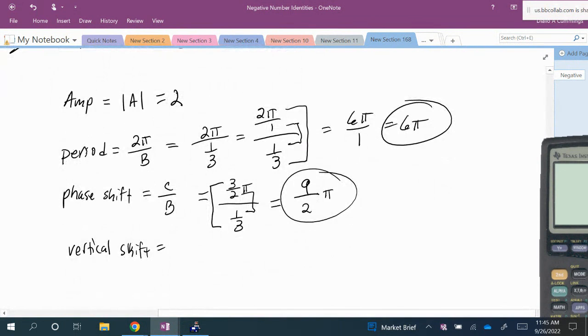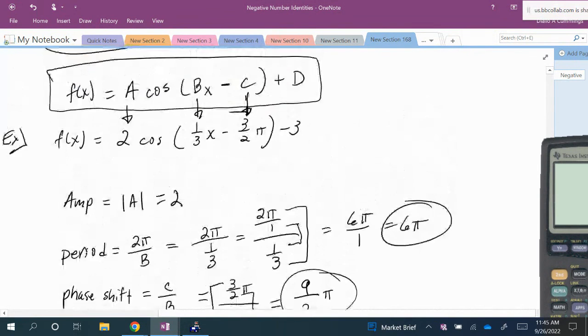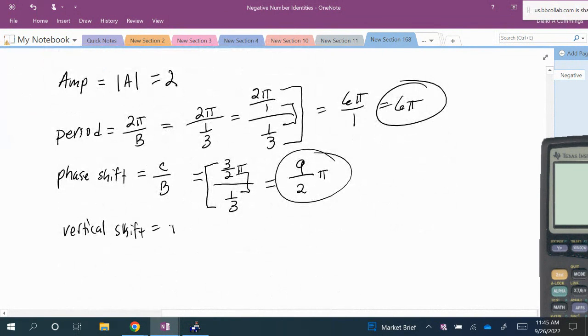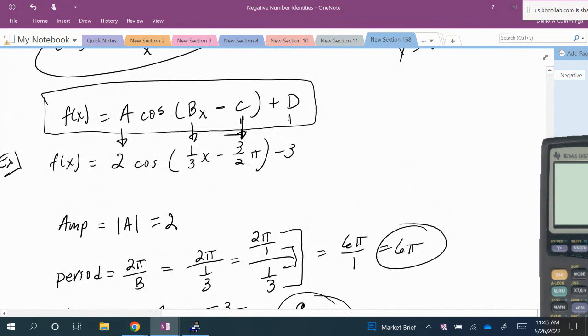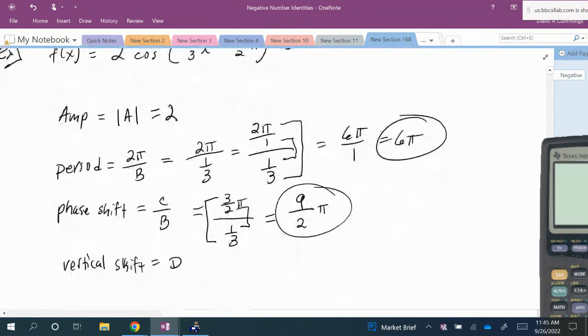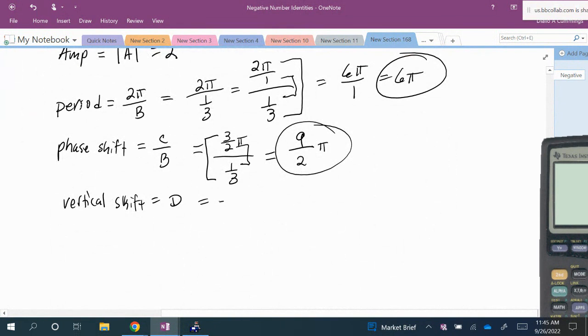And then lastly, we're going to look at the vertical shift. The vertical shift is equal to d. Notice in our formulation, d is going to equal -3. So we have -3 as the vertical shift.